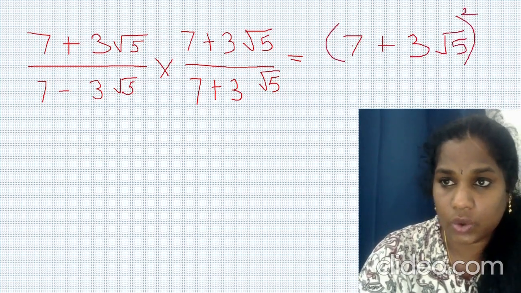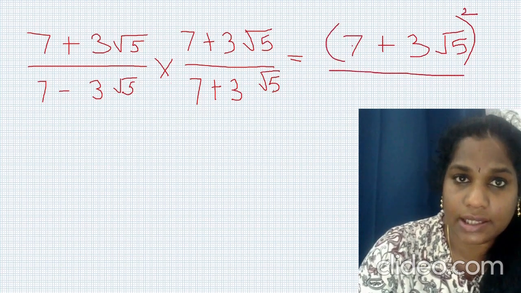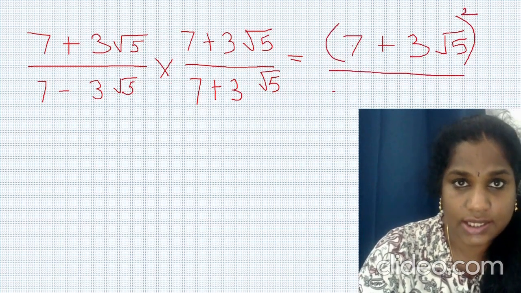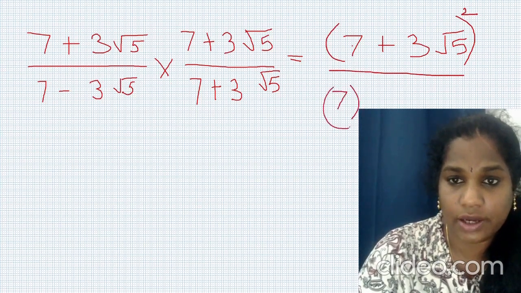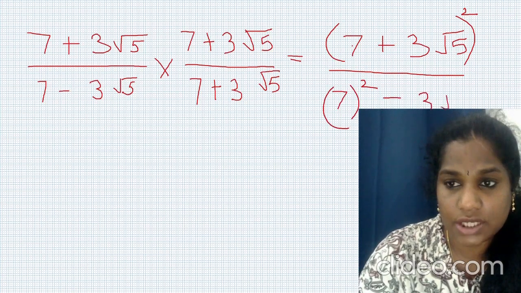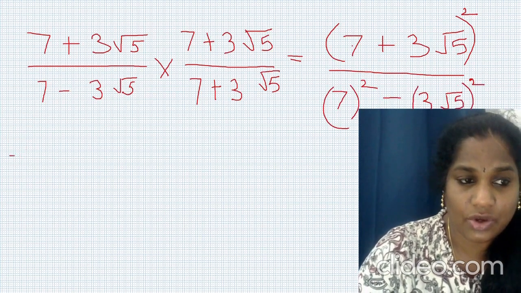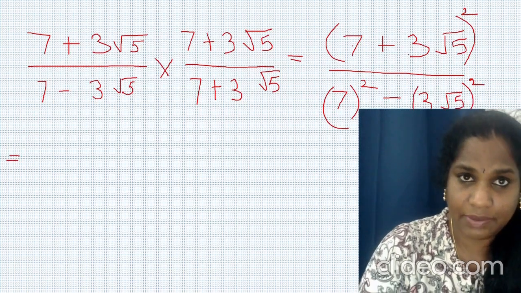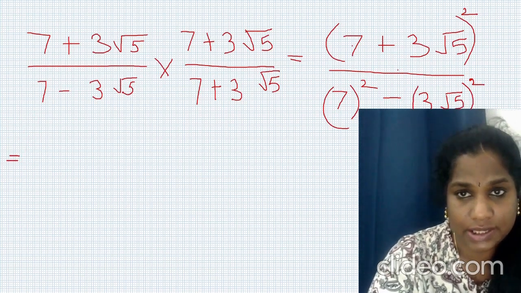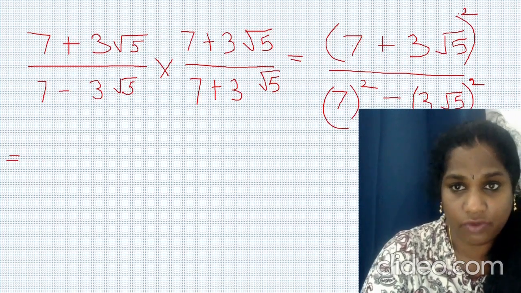Simple. Okay. And down you will get A square minus B square. What is it? 7 square minus 3 root 5 square. Is it clear? Right? I hope this much is clear to you. So what is my next step? I have to open this bracket, A plus B whole square. I have to apply that formula.